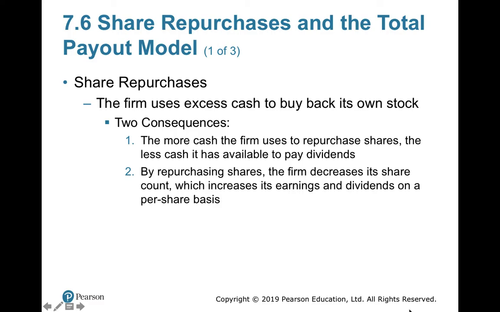Because you are buying the stock, first implication, you don't have money to pay dividend. Second implication is, because you are buying back your own stock, the stock count is getting reduced. If your stock count is getting reduced, that means the denominator is reduced in earnings per share, which is net income divided by number of stock. Your number of stock is getting reduced. That means you are having more earnings per share in future and more dividend per share in future.